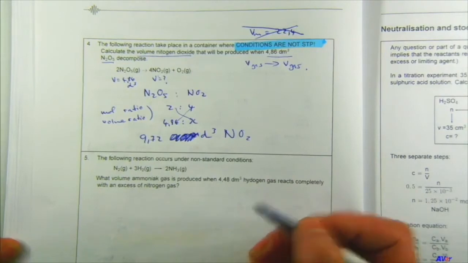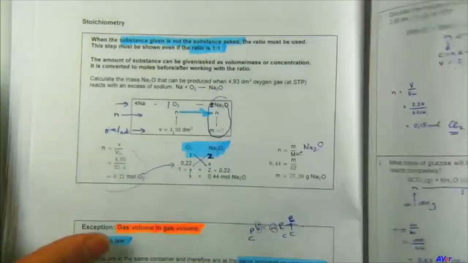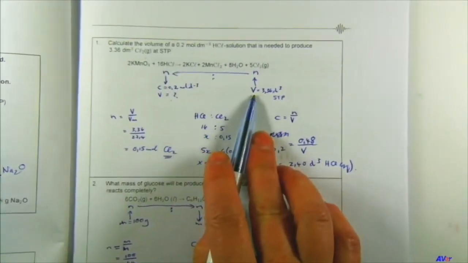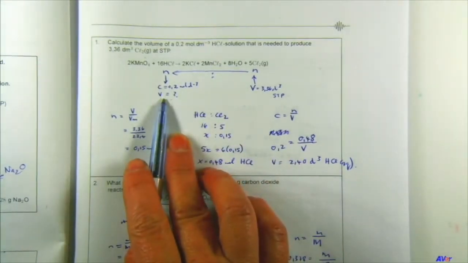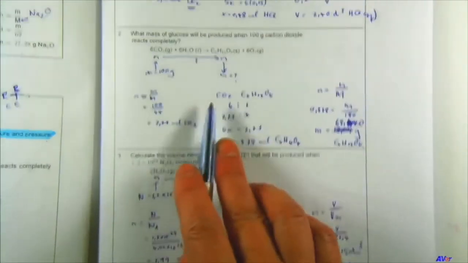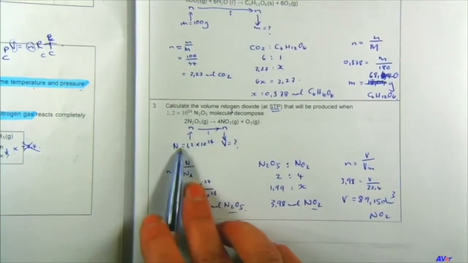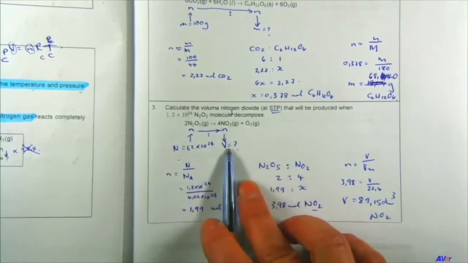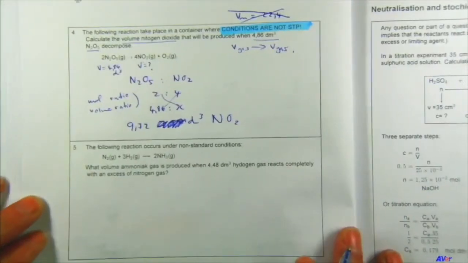Everyone happy? When do I do this exception? When I'm going from gas volume to gas volume, right? With the previous questions, we went from a gas volume to a solution volume. So the exception didn't apply. The second one, we went from mass to mass. The exception did not apply. Third one, we went from number of particles to gas volume. The exception did not apply. But now we're going from gas volume to gas volume. You're working with the exception, right?